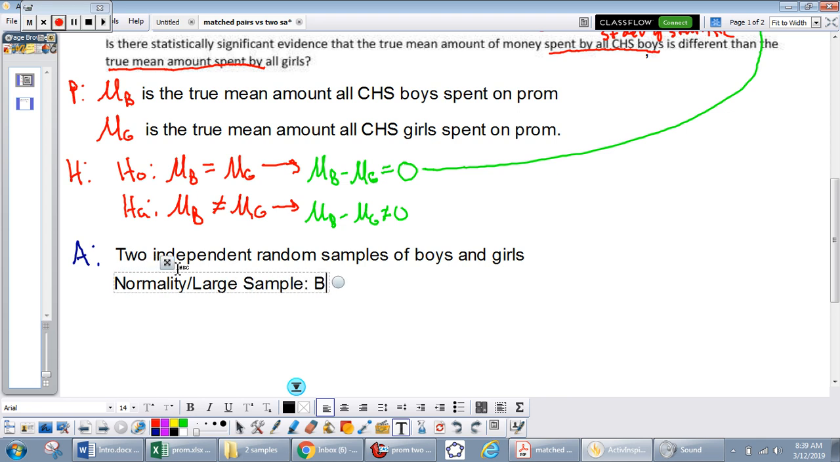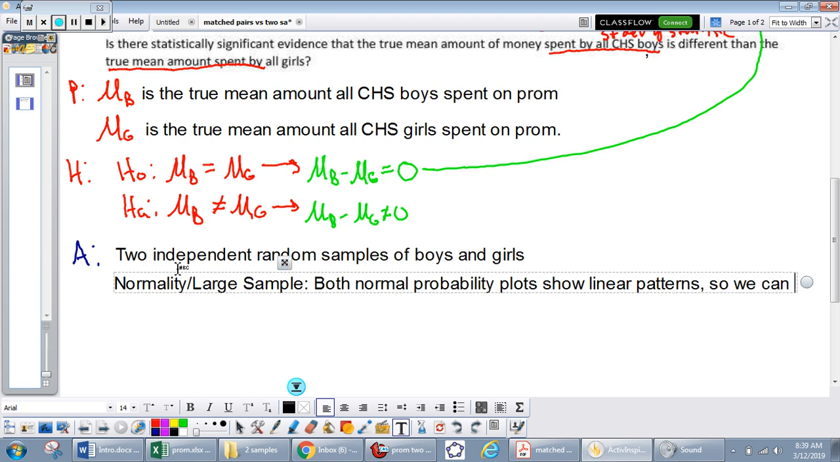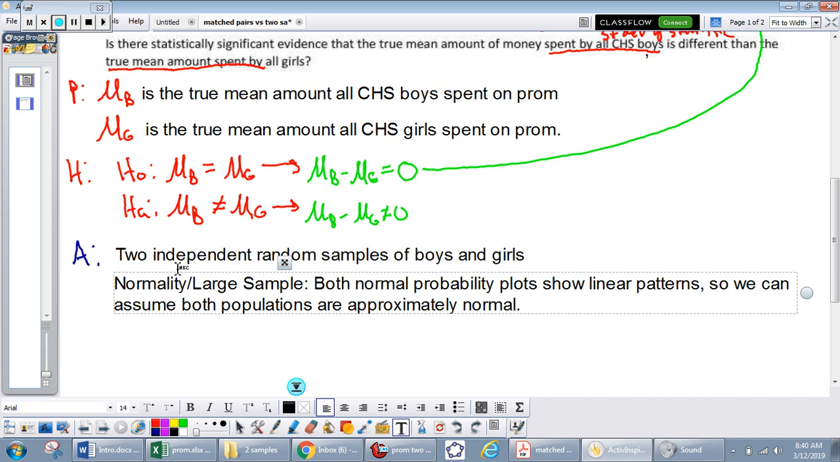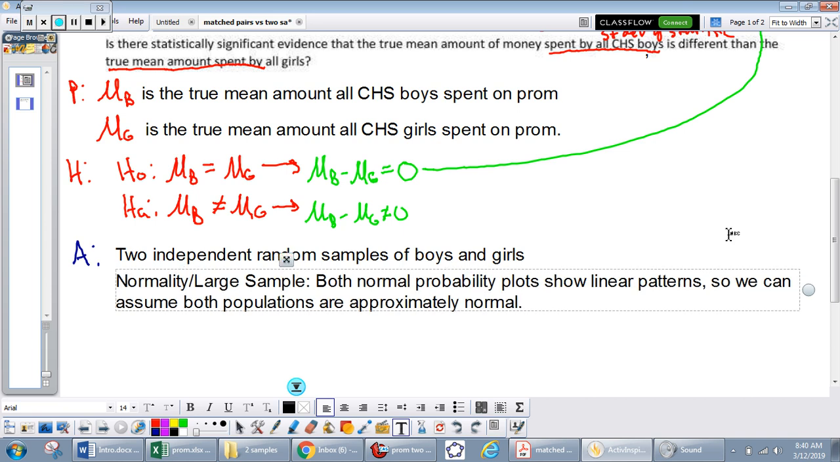And I'm going to make mention both normal probability plots show a linear pattern. So we can assume both populations are approximately normal. All right, great. All right, so now let's go to name our test.